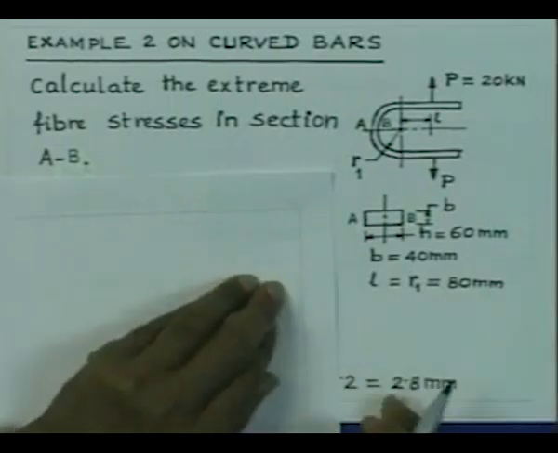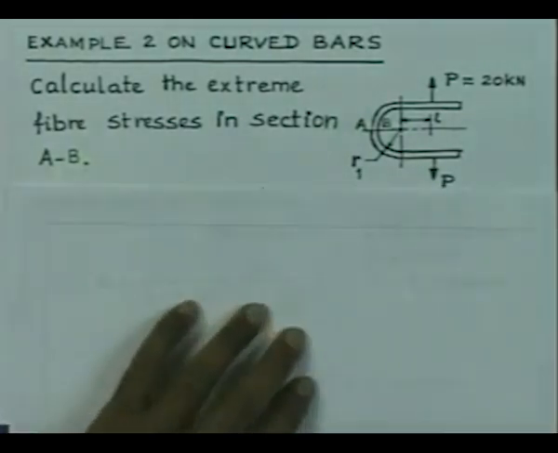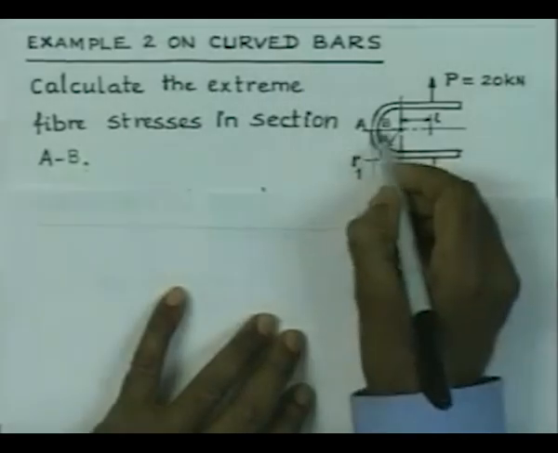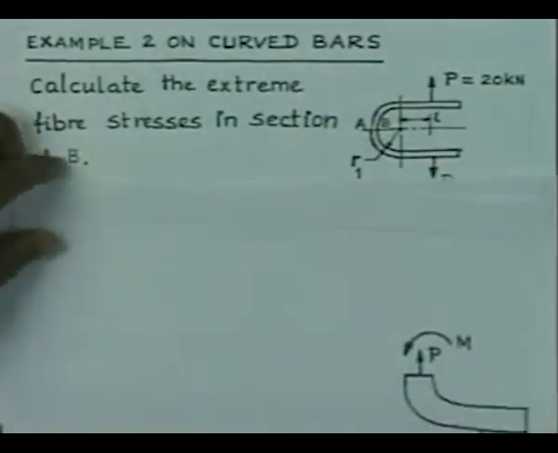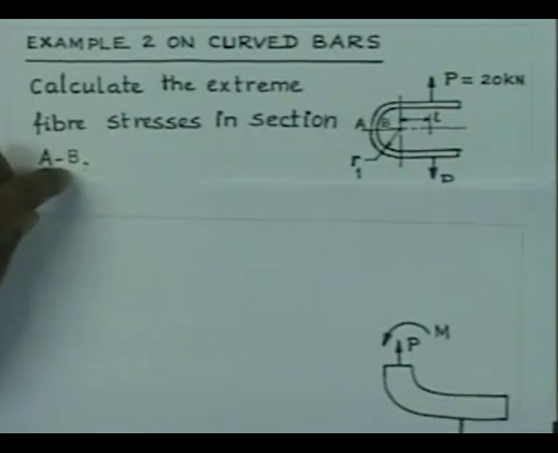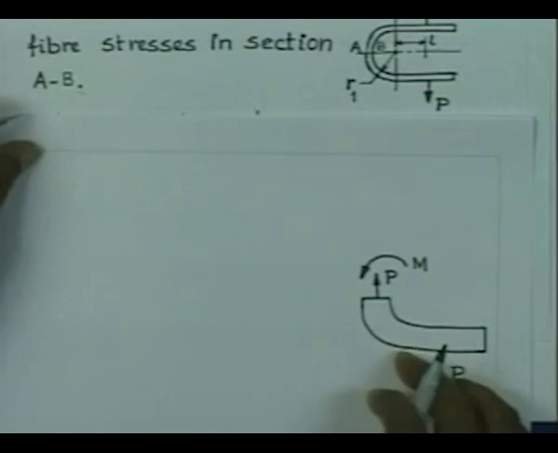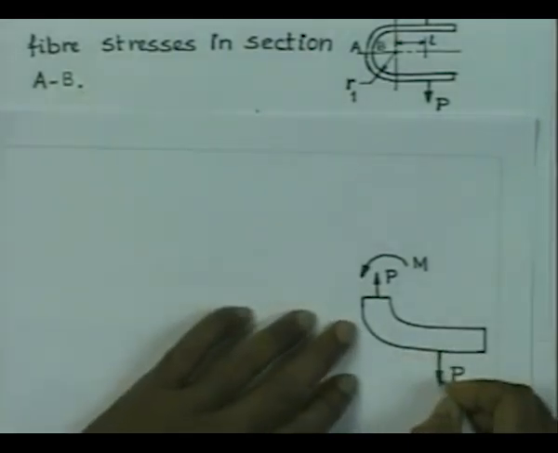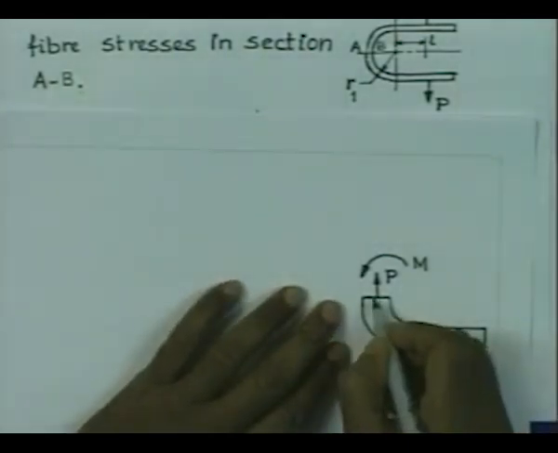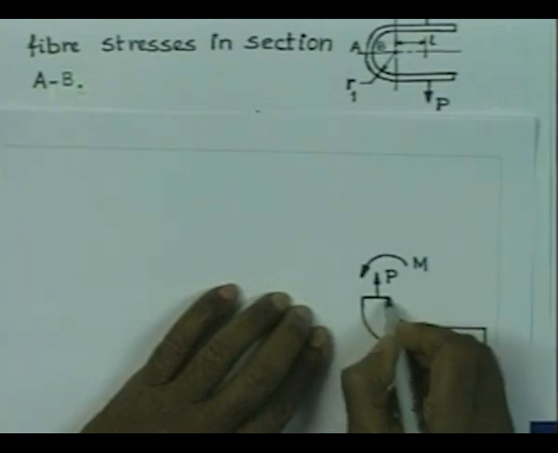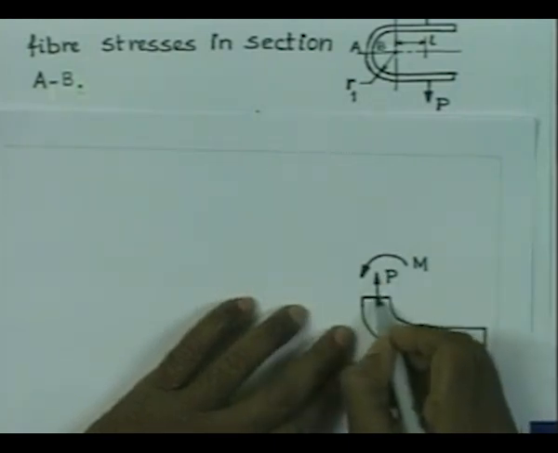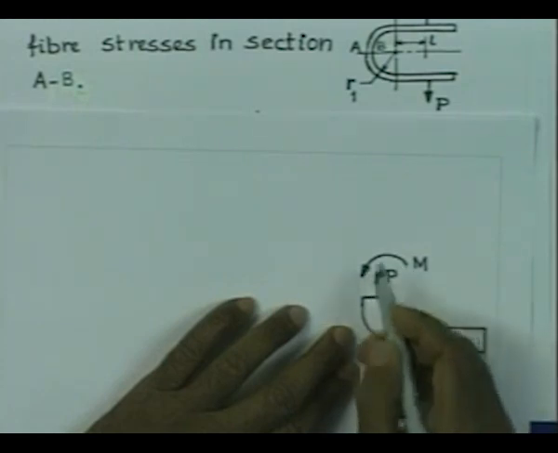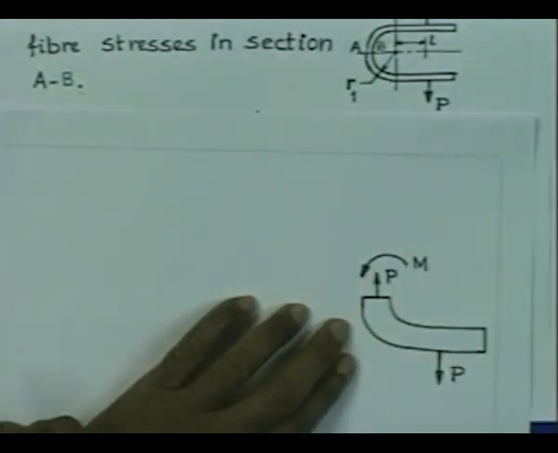You can consider this problem. If I take this section AB, so if I just consider a section like this, herein you have the force P acting externally, and therefore you are going to have a reaction force P here, which is passing through the centroid of the cross section. Then you are also going to get a bending moment M.